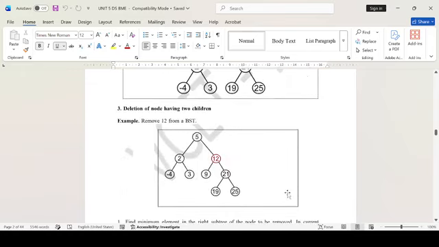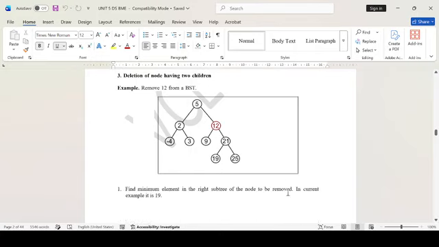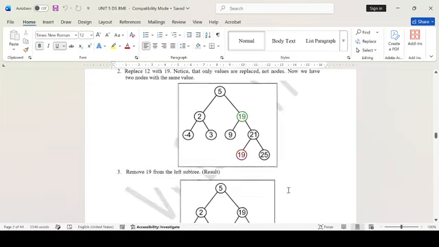Then deletion of a node which has two children. In this case, we should consider the right subtree, and in that right subtree, the node which has the least value, that value should be moved to the deleted position. So this is about the deletion.